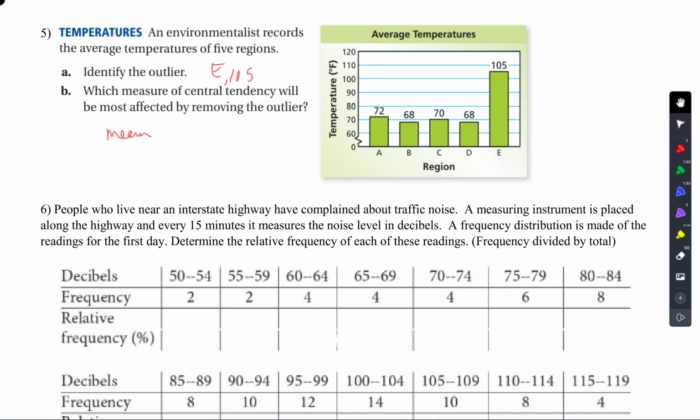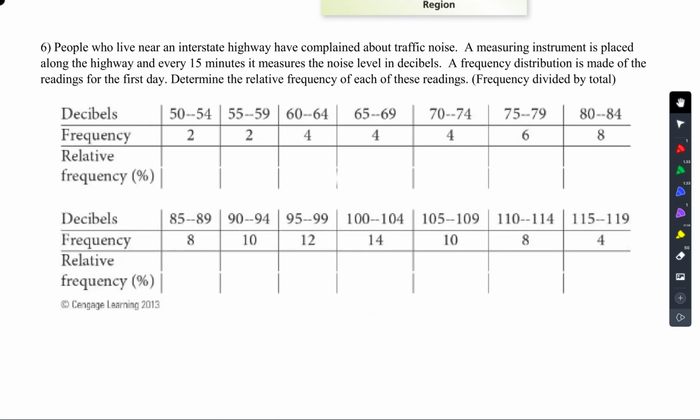This is used when you're dealing with a ton of data, and you don't want to write it out in this huge long list. People who live near an interstate highway have complained about traffic noise. A measuring instrument is placed along the highway and, every 15 minutes, measures the noise level in decibels. Our frequency distribution is made of the readings for the first day. Determine the relative frequency of each of these readings.